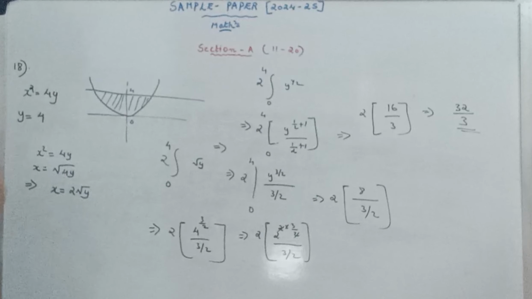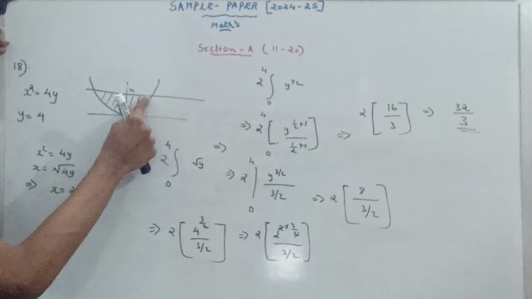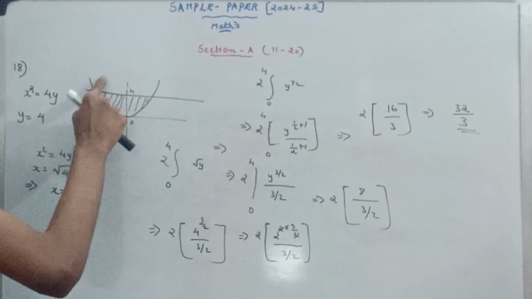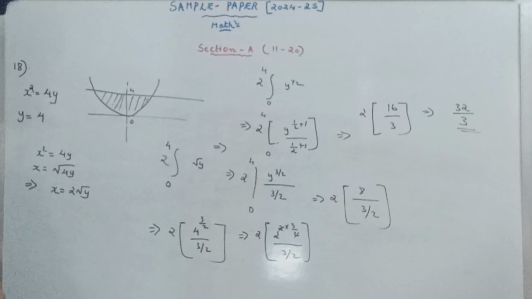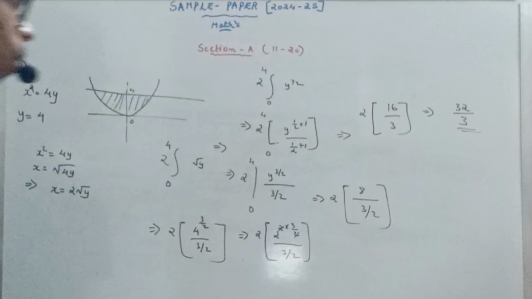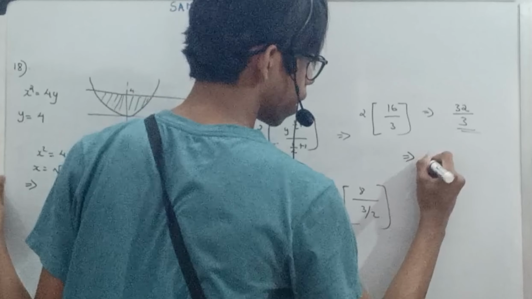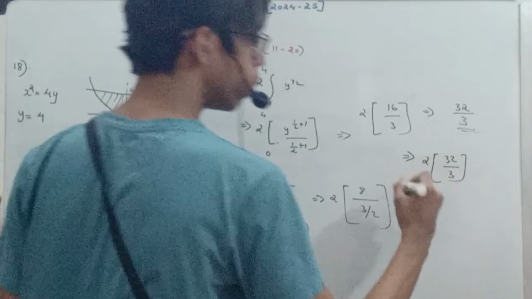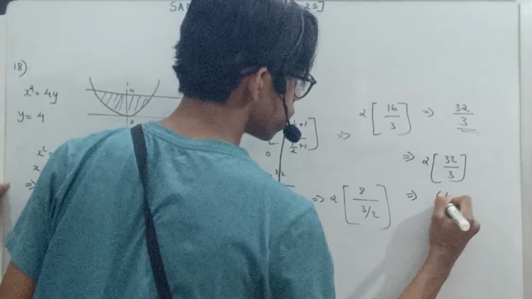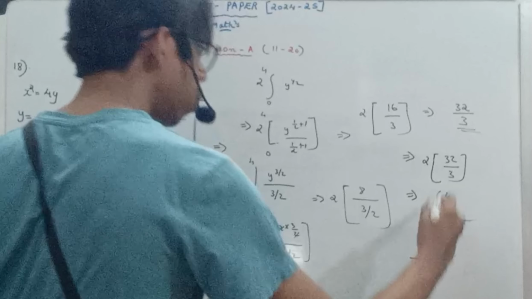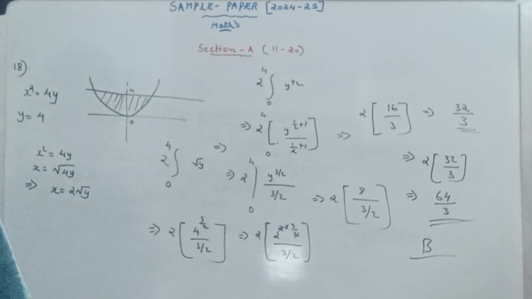Okay, so that means this much area is equal to 32 by 3. But in our question we need to find the area which is bounded by y is equal to 4. That means this area also we need to find. So what should we do? This area we found, and in order to find this area also, multiply it with 2. So we can write 2 into 32 by 3. 32 into 2 is equal to 64 divided by 3. Okay, option B, 64 by 3, is the correct answer. So I hope it is clear.